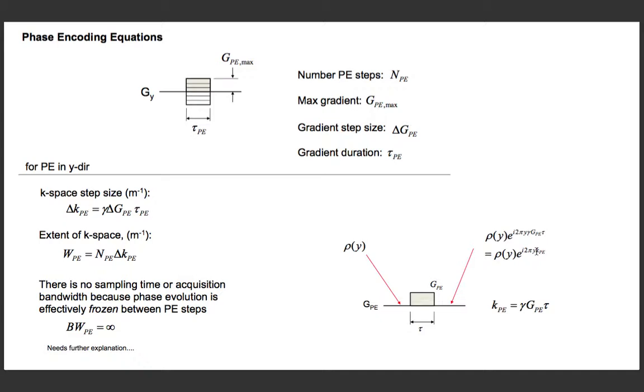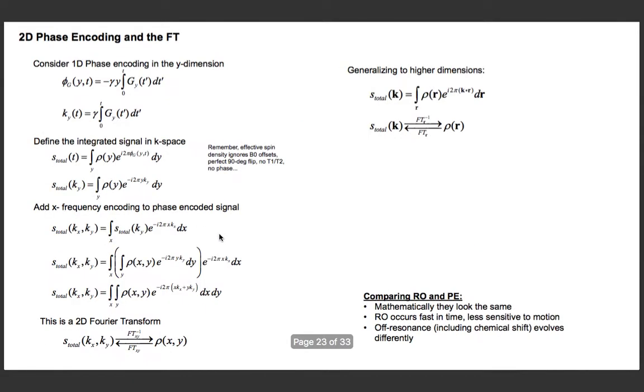Wrapping up, these are some other terms that we typically use when we're describing phase encoding: number of steps, the maximum gradient strength, and the step size, this delta G_PE, which corresponds to this k-space step size, delta K_PE here. Next thing I'll skip on for now.